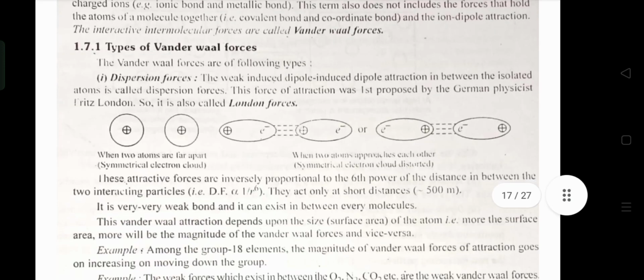Types of van der Waals forces. The van der Waals forces are of the following types. First one is dispersion forces. The weak induced dipole attraction between isolated atoms is called dispersion forces. The force of attraction was first proposed by the German physicist Fritz London. So it is also called London forces.